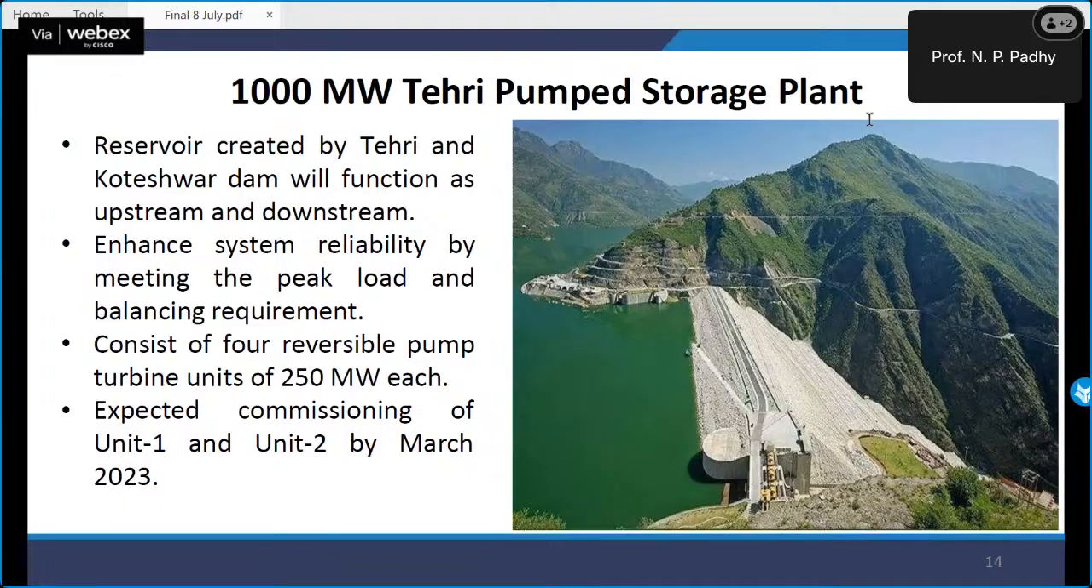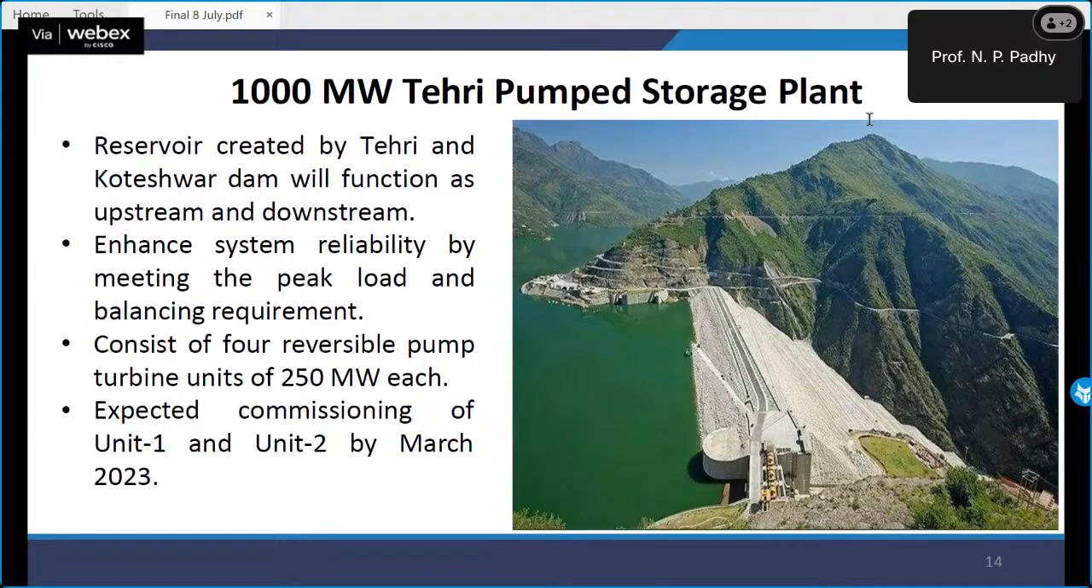Next. So 1,000 megawatt Tehri pump storage plant, which is... come on. Can you just message? There was a message coming to me. Someone is interested to know what that is. Can we get this, please? Oh yes, it is for you only. But do you like this diagram or do you like the content? I think we will share. Don't worry.